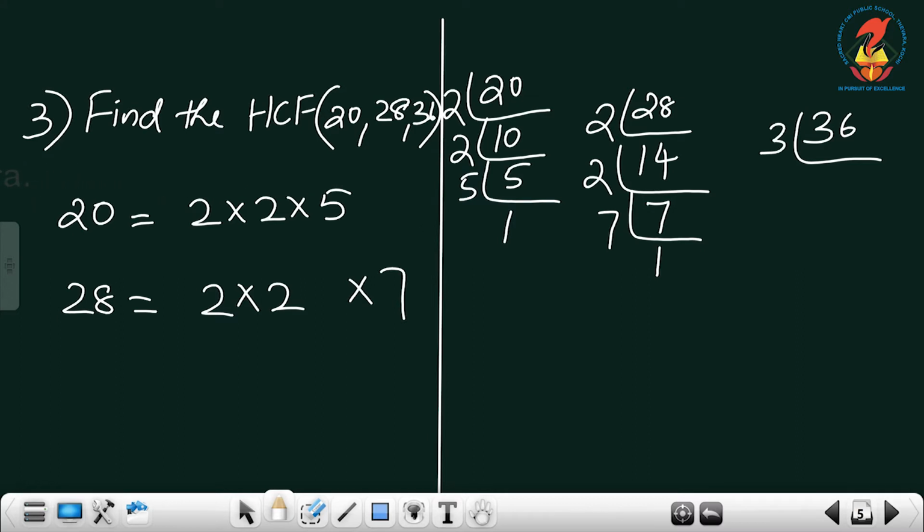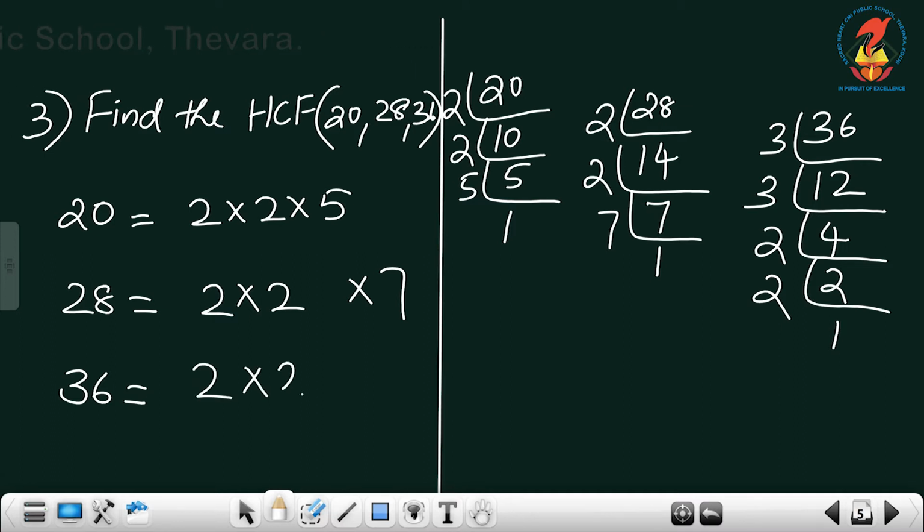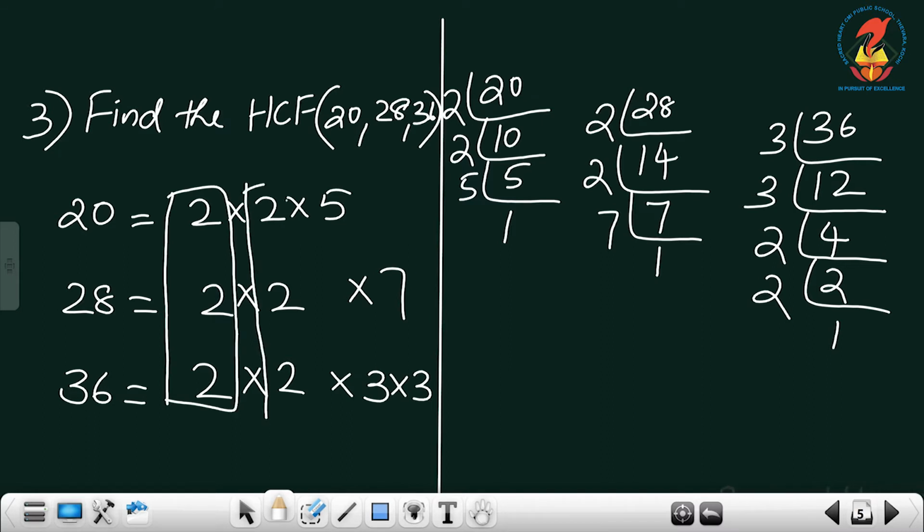36, the number which is easy for us is 3. 2 is also divisible by this. We can divide this by 2 also, but what we are taking is 3. It is easy. 3 1s are 3, 3 2s are 6. Then again 3, 3 4s are 12. Then 4 you can write as 2 2s are 4. Then 2, 1. So we can write 36 is equal to 2 2s, then 3 into 3. So what is common in these three? This 2 is common. All the three we have to take.